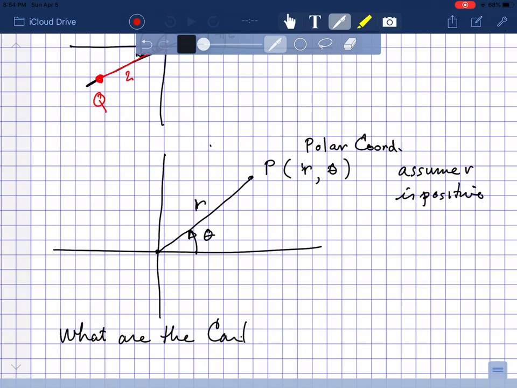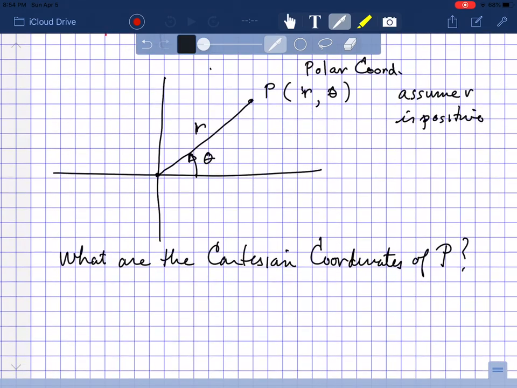So what I want to know is, what are the Cartesian coordinates of P? Is there a way of finding the Cartesian coordinates of P? Well, what do I know? I know that if I can find this distance here, that's going to give me the y-coordinate of the point P, and if I can find this distance here, that's going to give me the x-coordinate of the point P.